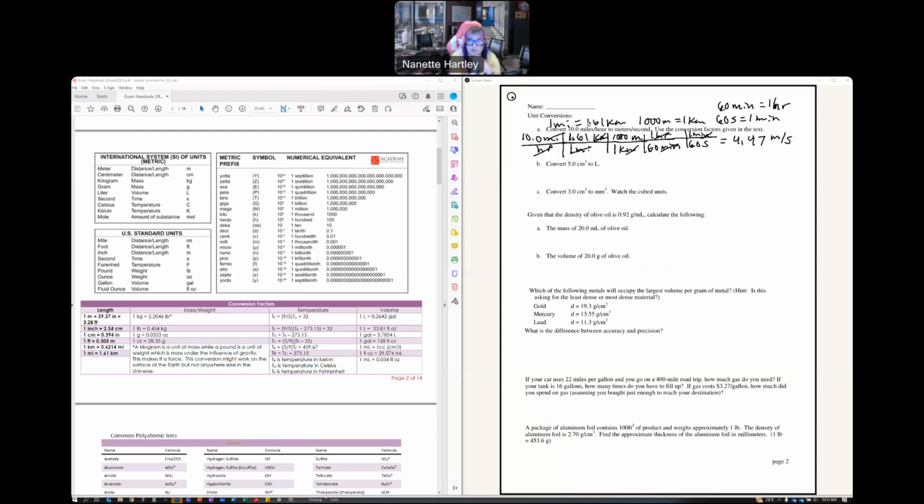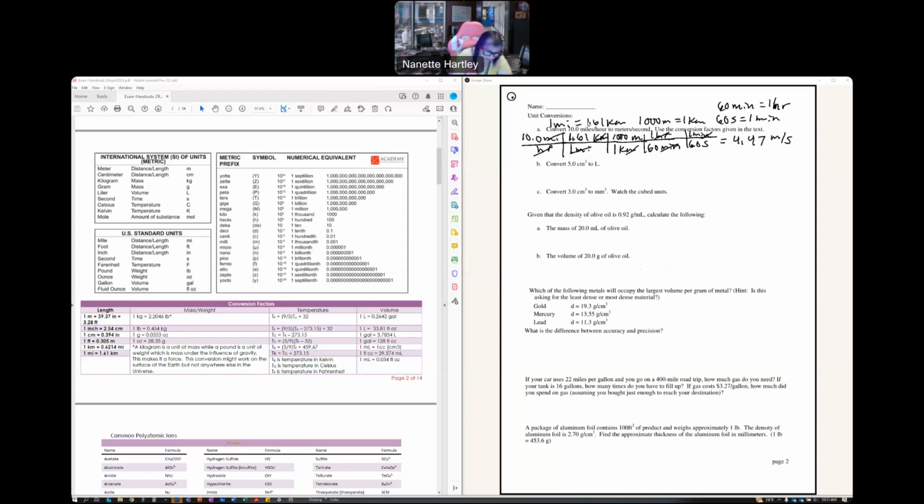So I can do my unit conversions in many, many different ways. It doesn't really matter how I do them as long as I end up with the units that I want. And if I haven't gotten to the units that I want, I'm not done yet. Okay. So I can do this any way I need to. Let's talk about the next one.